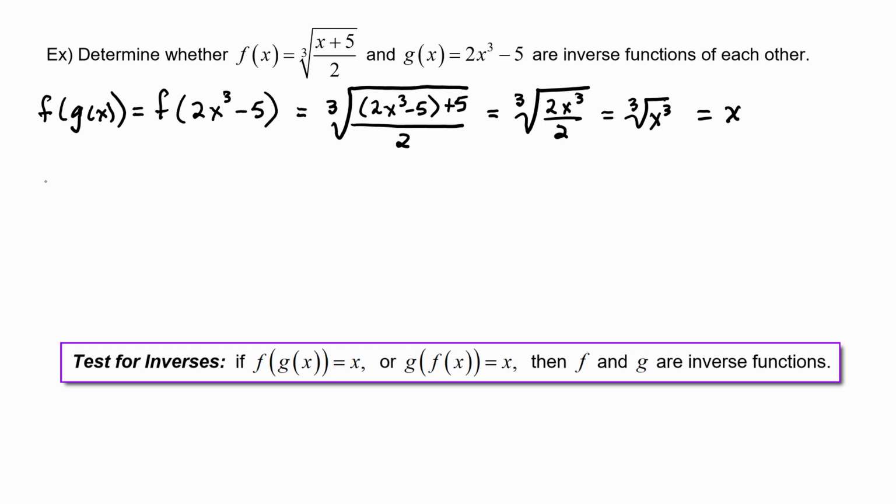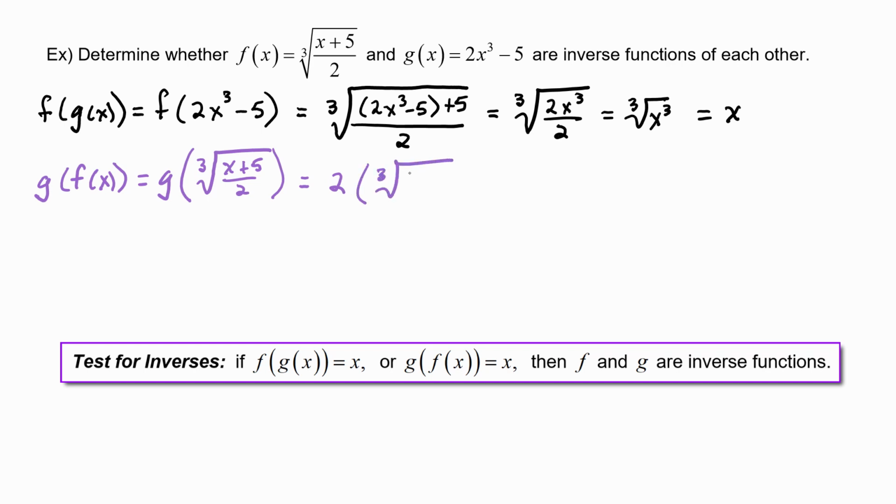Now we could also have checked g of f of x, which means we would do g of the cube root of the quantity (x plus 5) over 2, which means we have to take this and plug it into g of x, which would be 2 times the cube root of the quantity (x plus 5) over 2, cubed, minus 5.